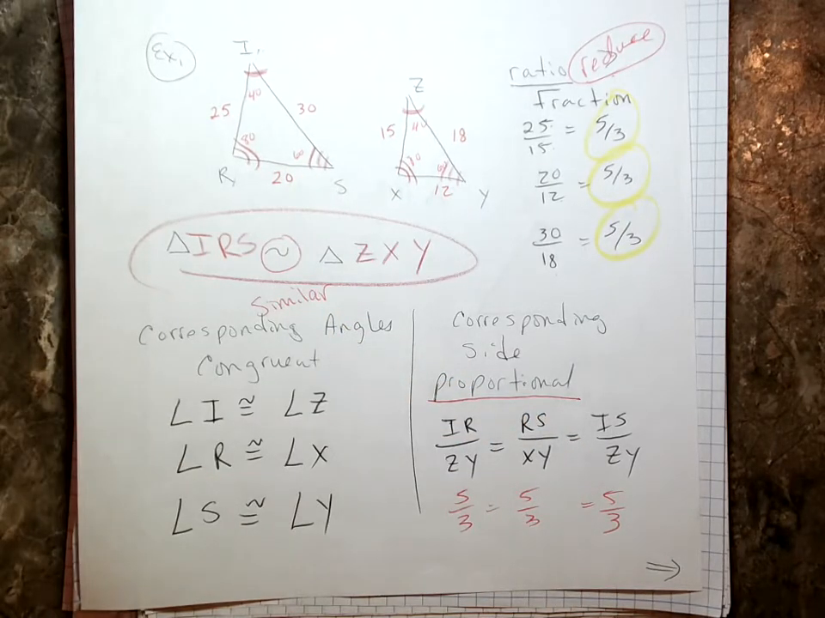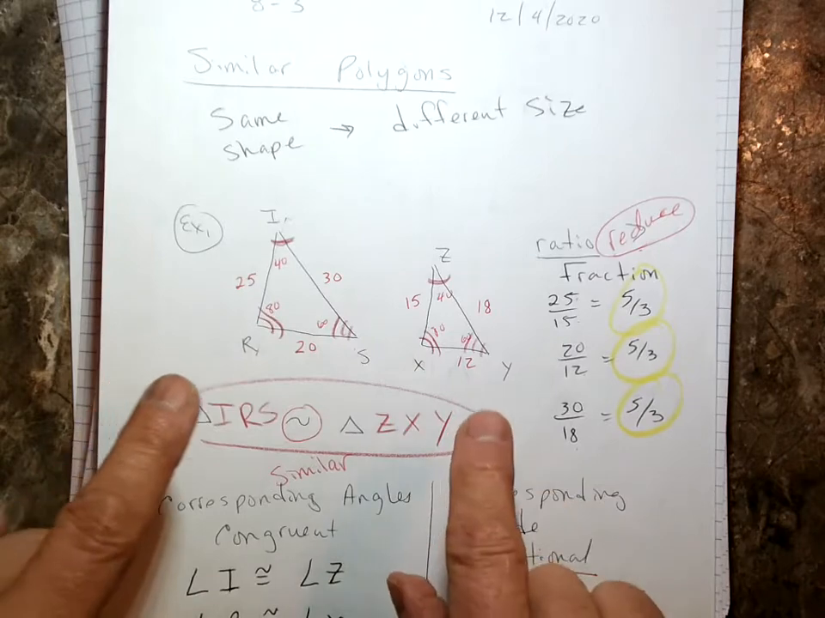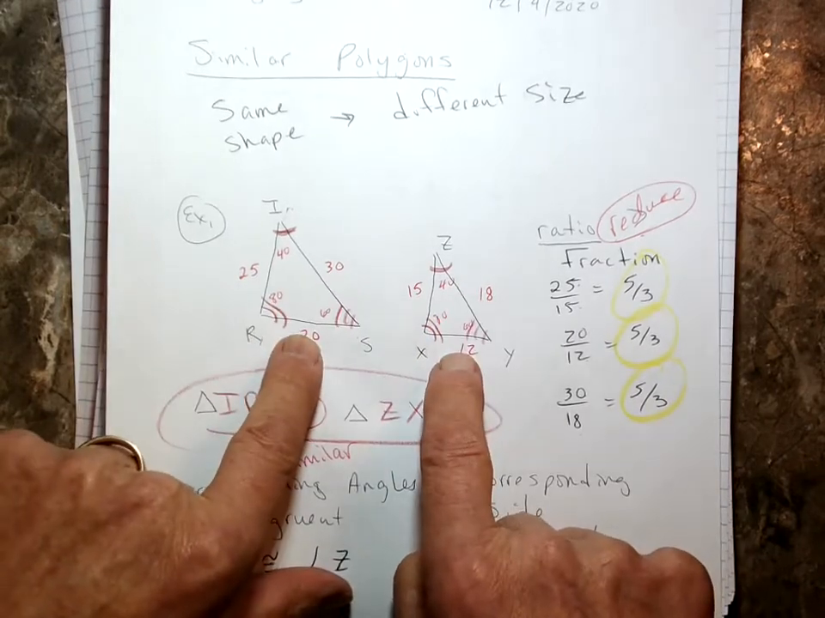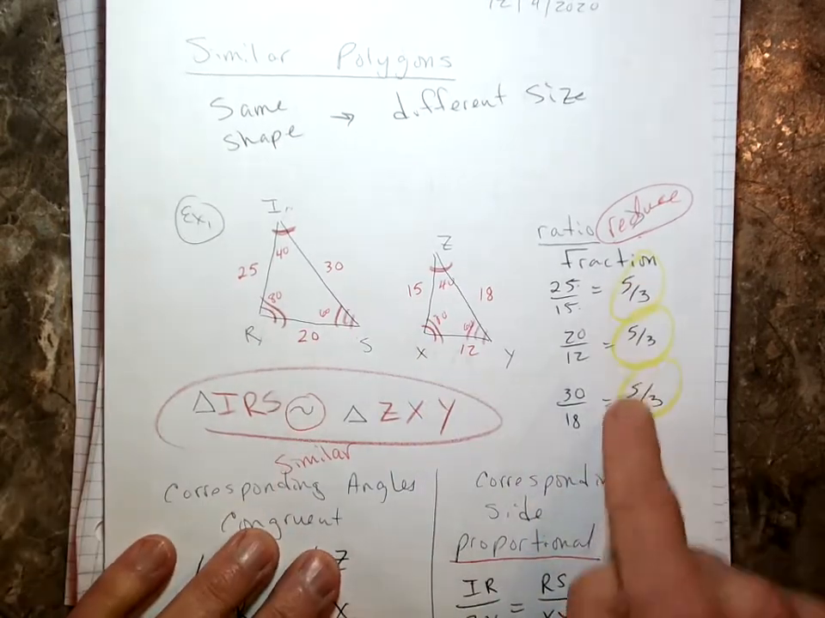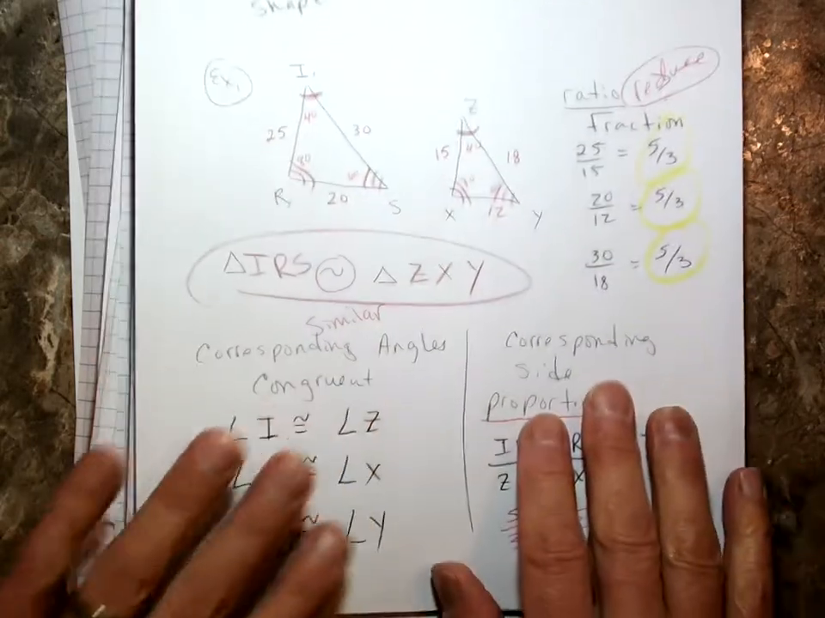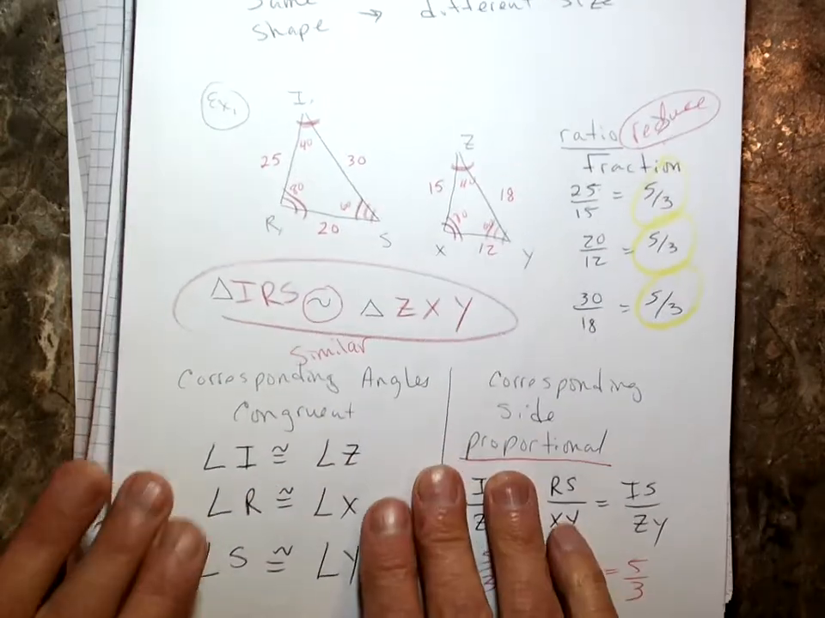So a couple of things. Similar triangles, or similar figures, have the same shape, different size. They have a ratio for their sides, and their angles must be equal. Okay, let's turn the page.